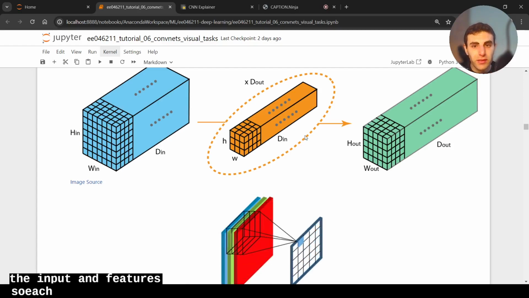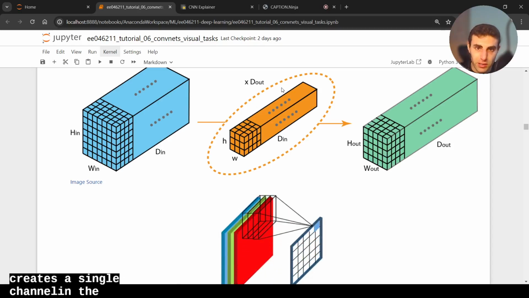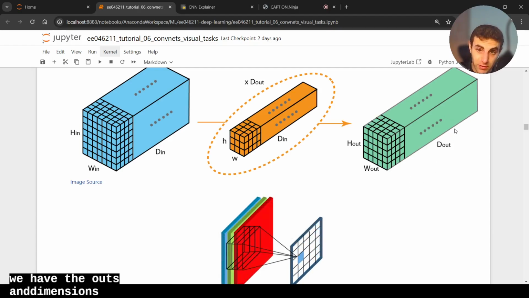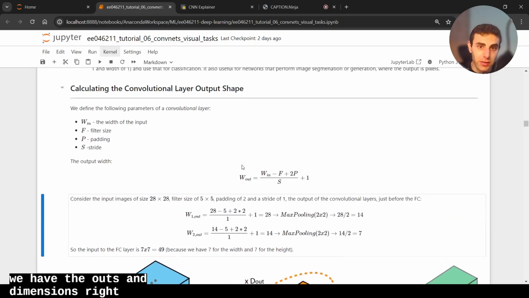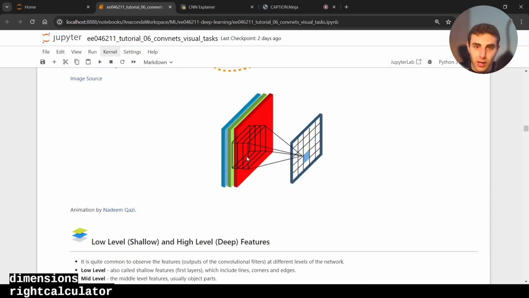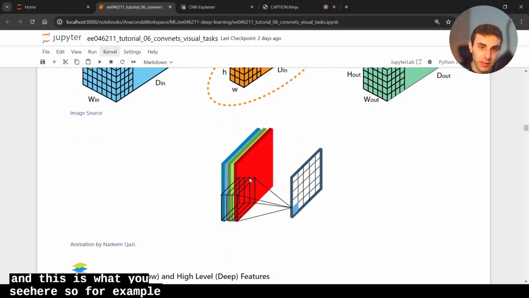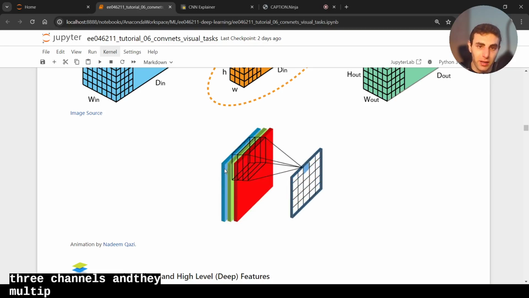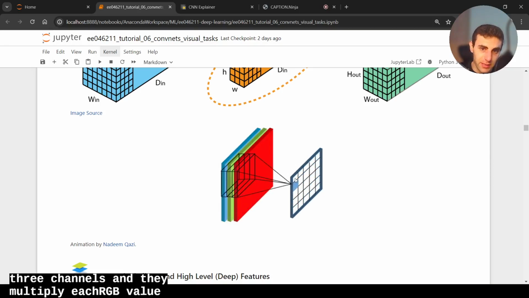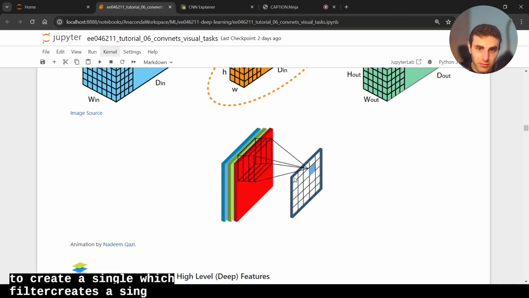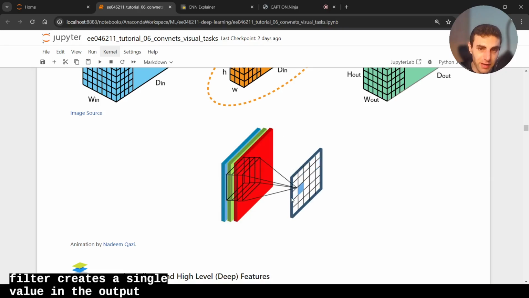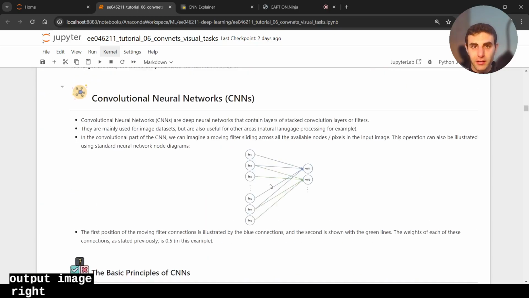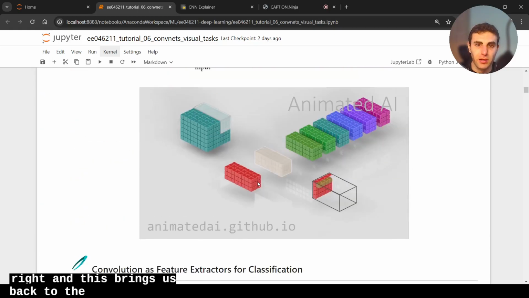So each filter creates a single channel in the output image, and since we have D-out filters, we have D-out dimensions, right? And H-out and W-out are calculated according to this formula, and this is what you see here. So for example, for RGB images, the first filters will have 3 channels, and they multiply each RGB value, so each filter creates a single value in a single channel in the output image, right? And this brings us back to the animation right here.